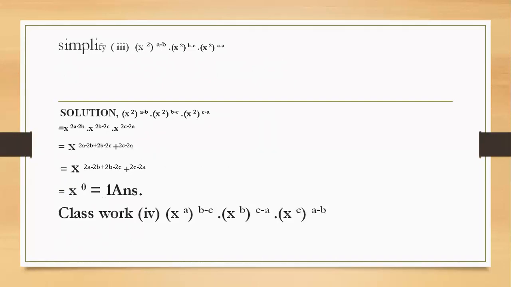Now here is the class work, similar way. Here also we have to open the bracket, then a into b, ab, a into minus c, ca, or ac you can write, into x to the power bc, minus b into a, ab, and into x to the power c into a, ca, and c will multiply with b also, minus b also. Then it will be bc, or you can write cb. Generally we write bc. And write only one base, add the power, then x to the power 0 also will come, here will be 1.